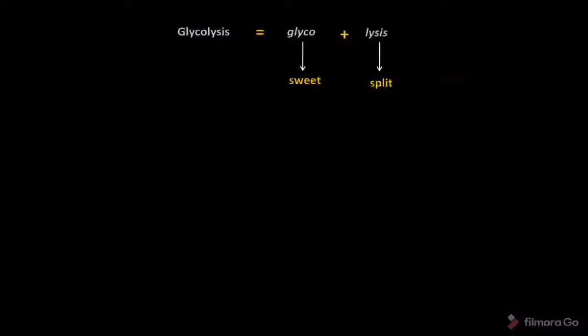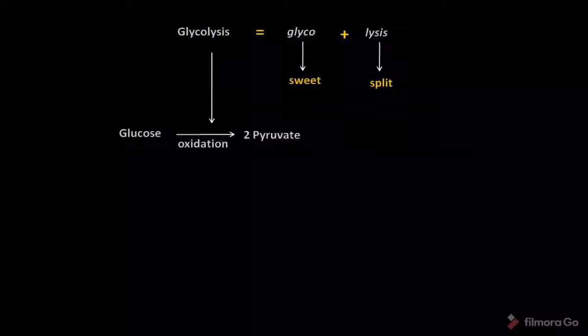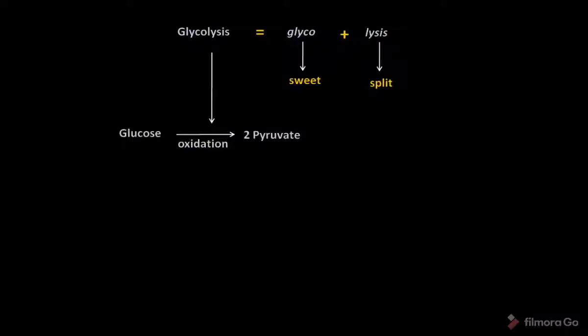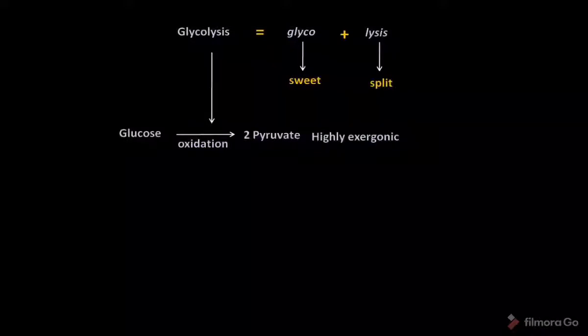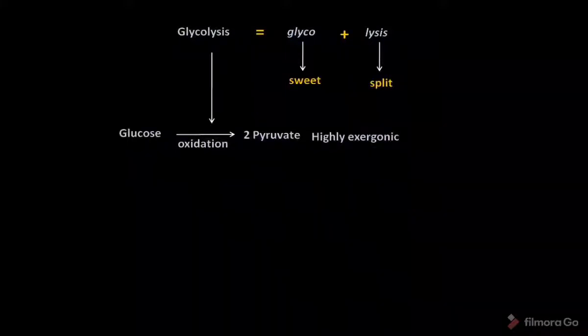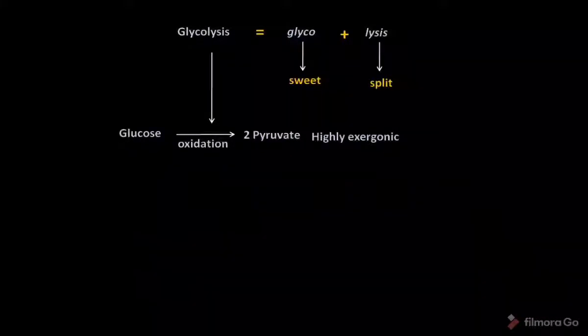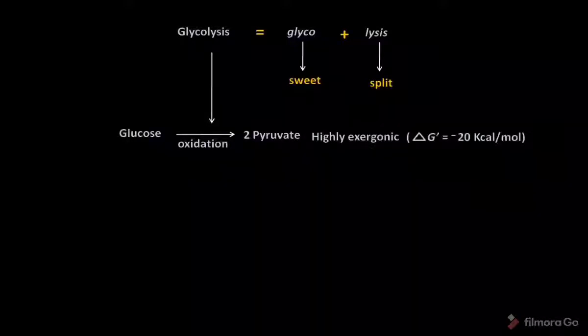So in glycolysis, glucose is oxidized to two pyruvate molecules. Glycolysis is highly exergonic in the direction of pyruvate formation. For example, under typical intracellular conditions in our body, the delta G prime for the overall pathway from glucose to pyruvate, with the generation of ATP and 2 NADH, is about minus 20 kilocalories per mole.